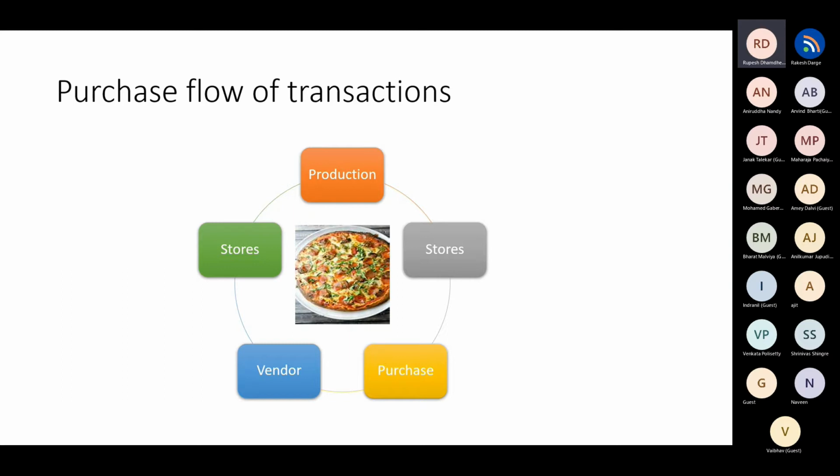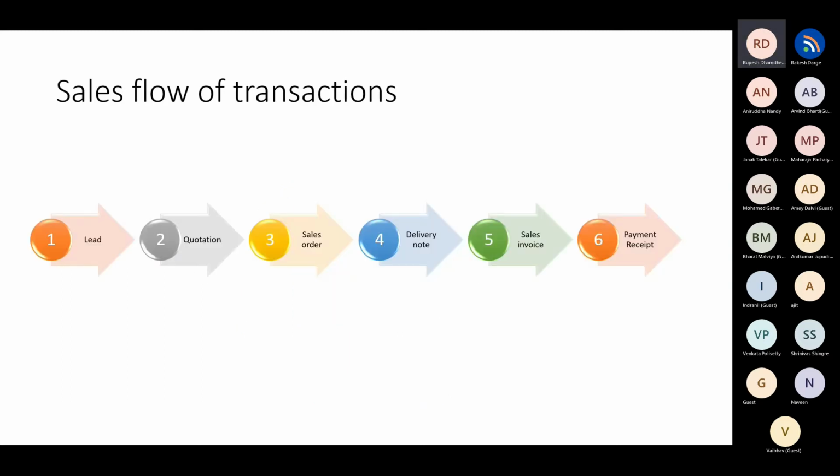So if you go to the next flow, which is related to sales, typically it will start from lead generation, then lead generation to quotation. So where we identify the lead for a particular product sale, and then we send the quotation to that particular lead. Once the organization or person accepts that quotation, then we convert that quotation into a sales order.